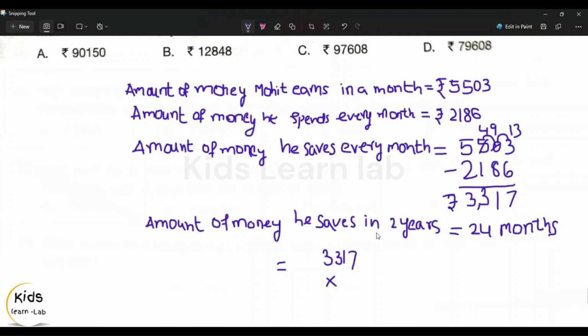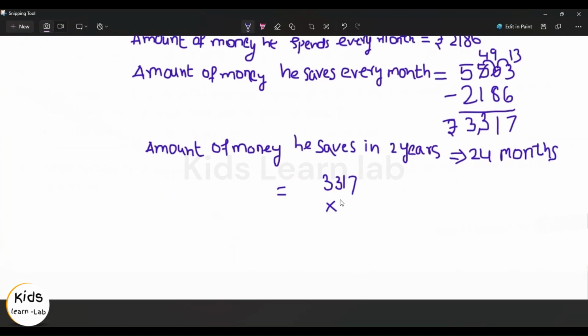So amount of money he saves in 2 years is nothing but 24 months. 2 years is nothing but 24 months, children. So 3,317 into 24. 4 sevens are 28. 2 carry. 4 ones are 4 plus 2 is 6. 4 threes are 12. 1 carry. 4 threes are 12 plus 1 is 13. 2 sevens are 14. 1 carry. 2 ones are 2. 2 plus 1 is 3. 2 threes are 6. And 2 threes are 6.